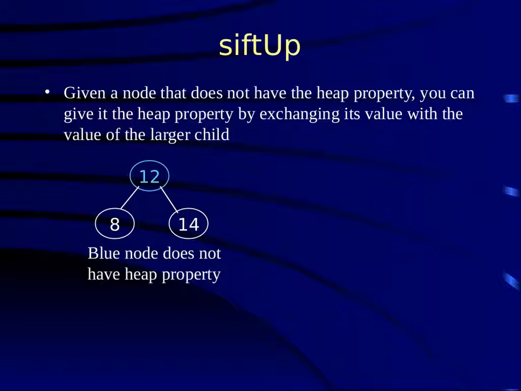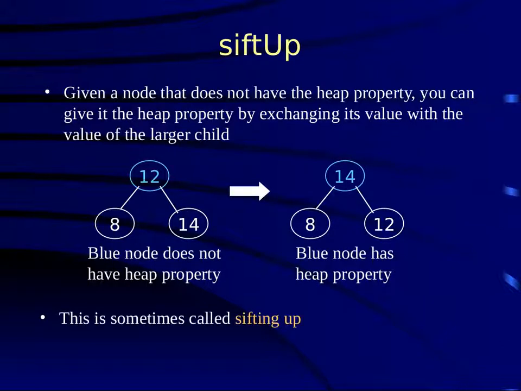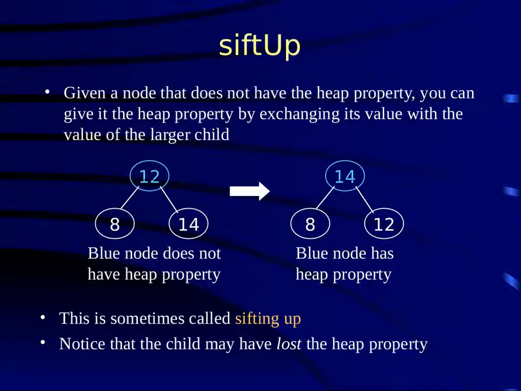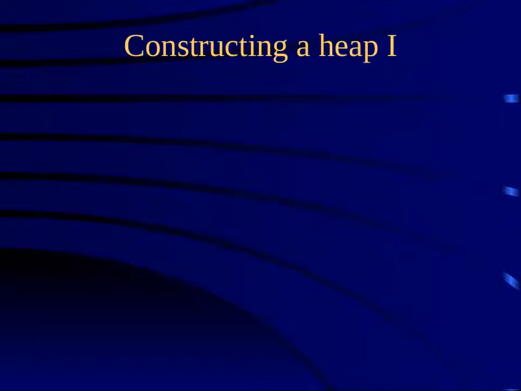Actually, no, we'll go back to that in a minute. Ignore what I just said. Here you just sift up the 14 and the 12, and we're good to go. We like to call it sifting up. Notice that the child may have lost the heap property when you do this.